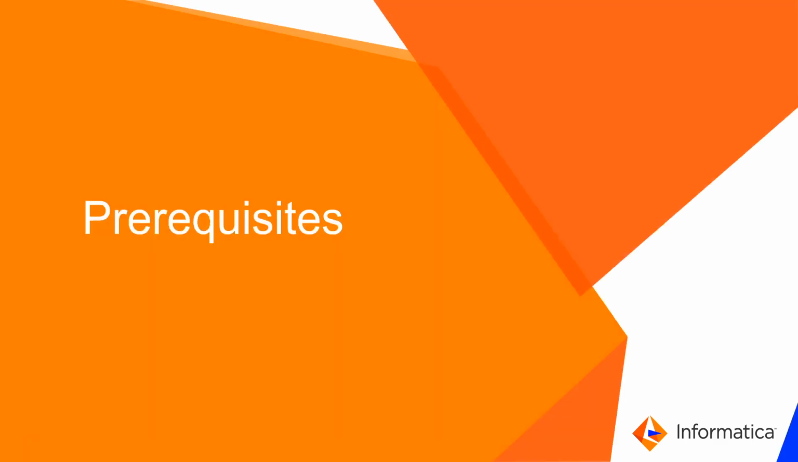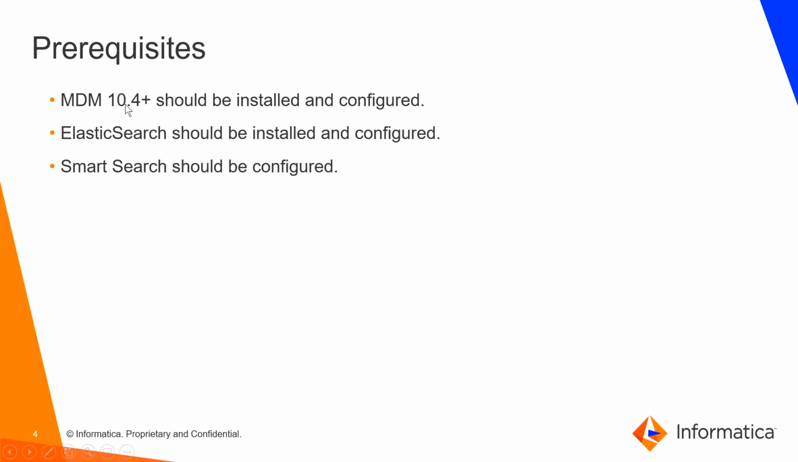So prerequisites, right? You need to have MDM 10.4 and above. 10.4 GA is also fine, but it has to be 10.4 and above. Elasticsearch should be installed and configured. We support 6.2.3, 6.8.22, and 6.8.23 currently. So any of those versions should be good. And obviously Smart Search should be enabled.